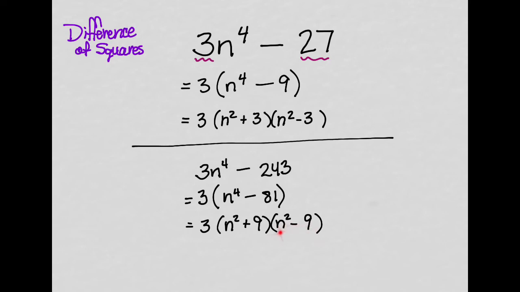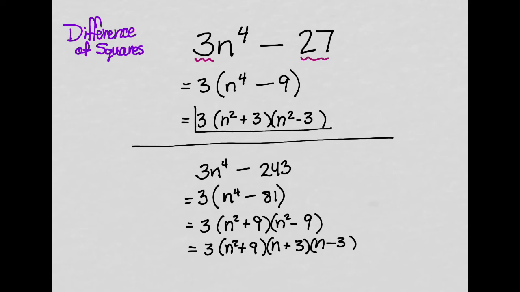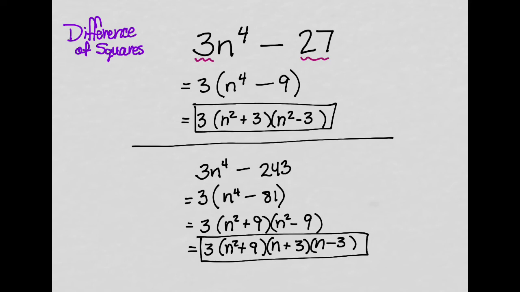However, this part you can keep going because this is a difference of squares. n times n and 3 times 3, and it's subtracted. So one more time. You leave everything else. We cannot factor this part because it's an add, but this part we can. So we have an n and an n, a 3 and a 3, one plus, one minus. And you're done. So this one's done here, and this one is done here.